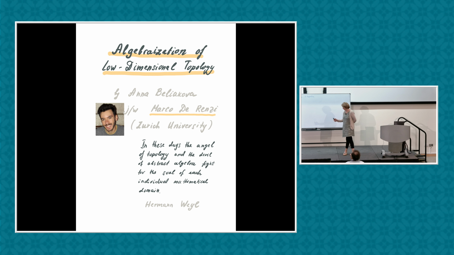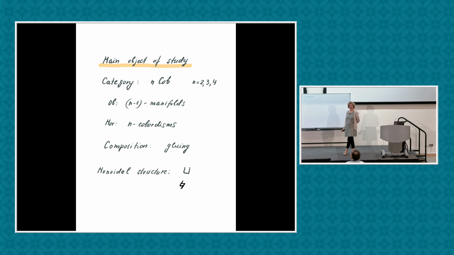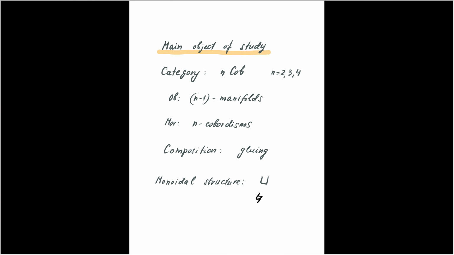I'm a topologist, and in topology the main topic you always study is the category of cobordism. Usually, if it's n-cob, n-dimensional cobordism, you consider (n-1)-dimensional, usually closed, manifolds as objects, and as morphisms between these objects, n-dimensional manifolds, using gluing as composition. You can have different structures on these manifolds, as we have seen already this morning.